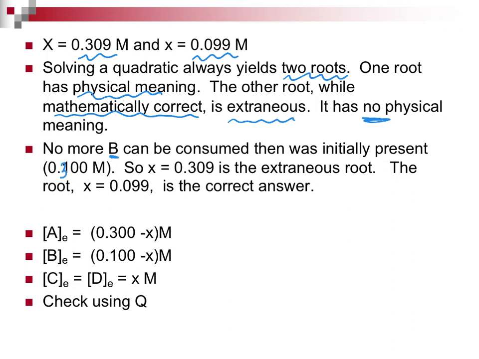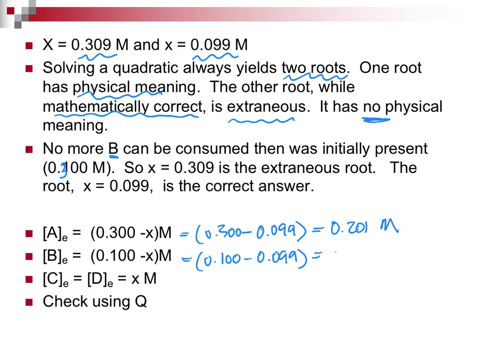Here are going to be our equilibrium concentrations. We will say 0.300 minus x, which is 0.300 minus 0.099. That's going to give us a value of 0.201 molar. For our B, it will be 0.100 minus x, 0.099, and that's going to give us a very small number, 0.001 molar. For both C and D, we're going to have 0.099 molar.